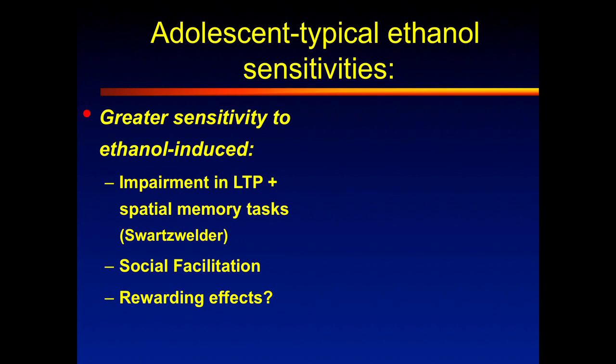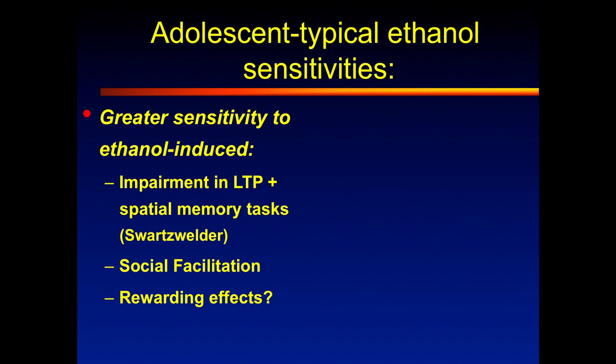Now, are they more sensitive or less sensitive? Well, yes. It depends on what measure you're looking at. For a few selected effects, adolescents are more sensitive than adults. Adolescents show greater sensitivity than adults to ethanol-induced impairment of long-term potentiation, which is a form of brain plasticity, and more sensitivity to alcohol-induced disruptions in spatial memory tasks. Scott was looking at the Morris water maze, for those of you who know that.